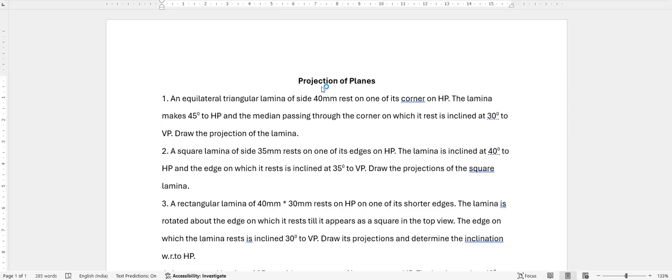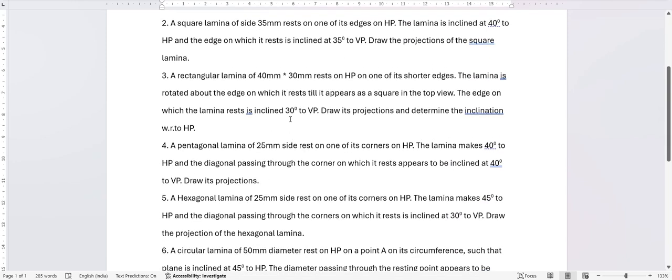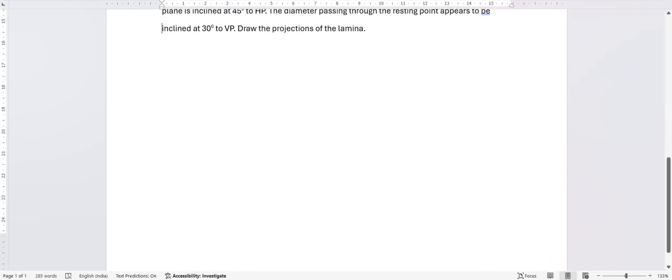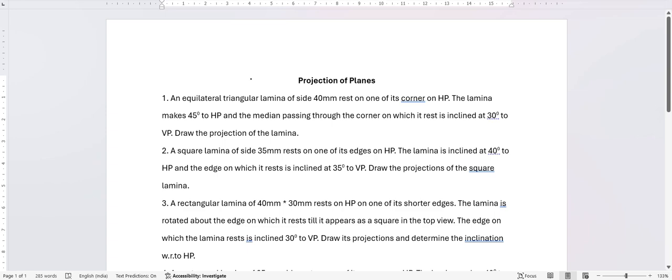Dear students, let us do the revision of projection of planes. Okay, now. So in each problem in the projection of planes, there will be one initial position. See, there will be three positions basically. There will be one initial position, then a second position, and a final position. Okay, now. So in the initial position, we need to find the data.